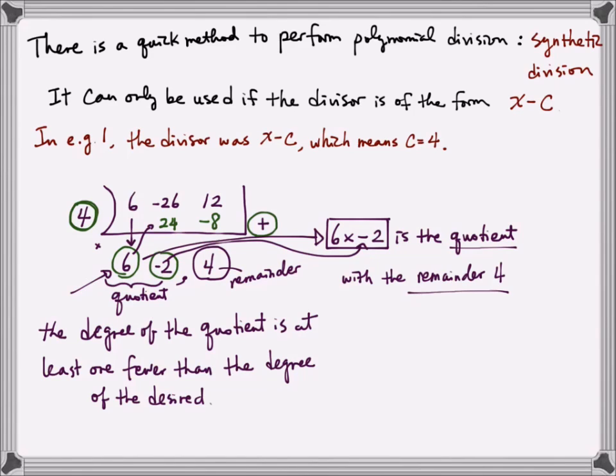Again, this allows us to write the original problem, 6x squared minus 26x plus 12 divided by x minus 4, as the quotient 6x minus 2 plus the remainder 4 divided by the divisor x minus 4.